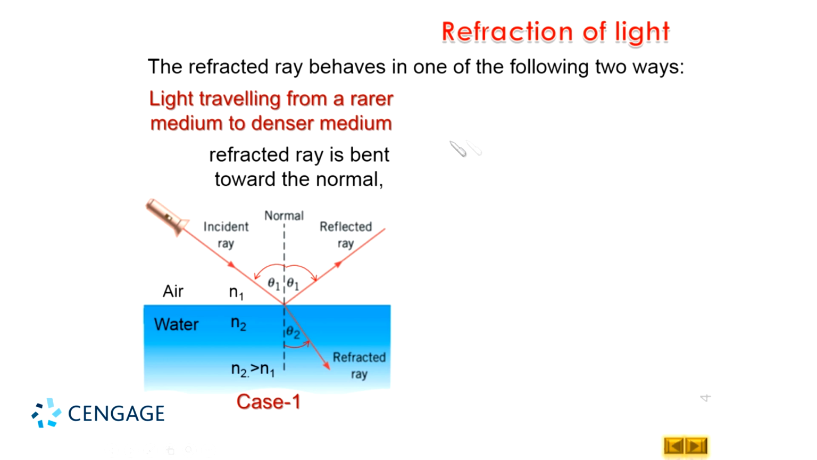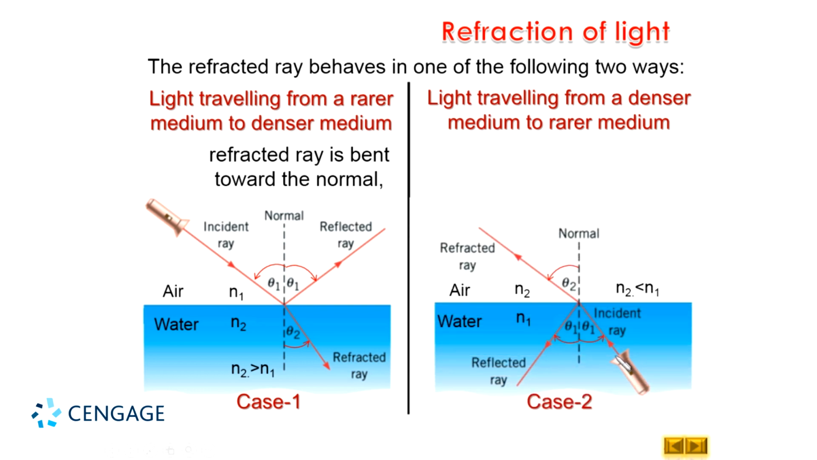Now let us discuss situation 2. In the second situation, we will send the light ray from the denser medium toward the rarer medium. It is observed when a light ray travels from a medium where the refractive index is larger into a medium where the refractive index is smaller. Larger refractive index is called the denser medium and smaller refractive index is called the rarer medium. In this situation, light is traveling from denser medium to rarer medium. You can observe here light is traveling from water to air.